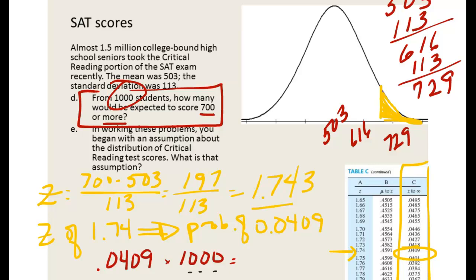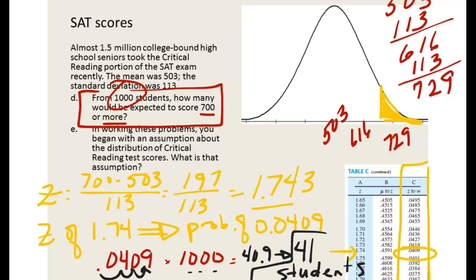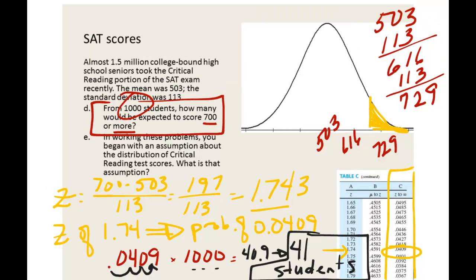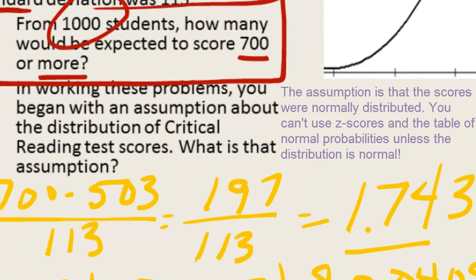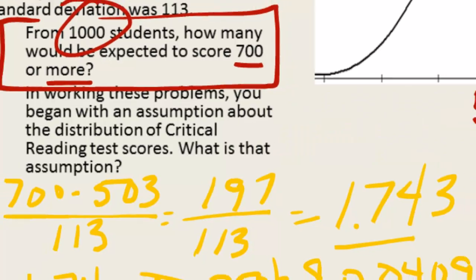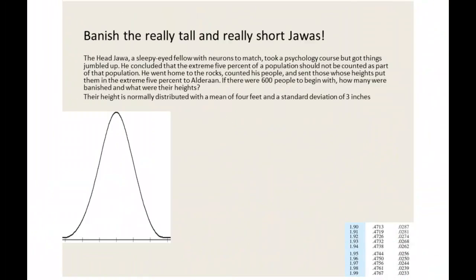3 zeros in 1,000 means move your decimal 3 places to the right, and you get a very small number. About 41 of those students could be expected to have a 700 or higher. Obviously, if you chose these students from a sample that was non-representative of the population, that wouldn't be valid. If you took 1,000 prep school kids and compared it to this problem, I'm sure there would be more students with a 700 or higher just because of the demographics of the prep schools.